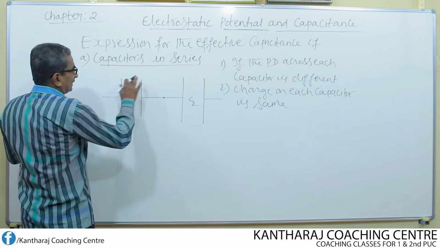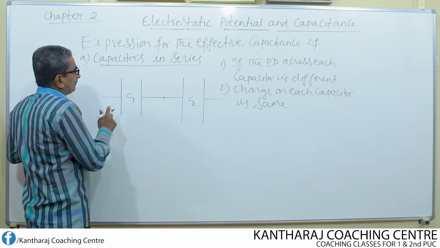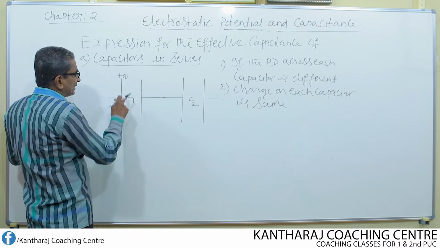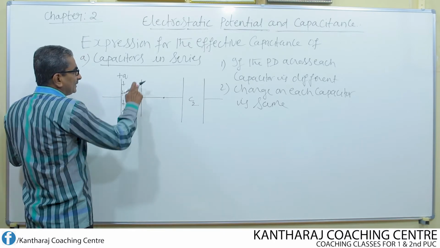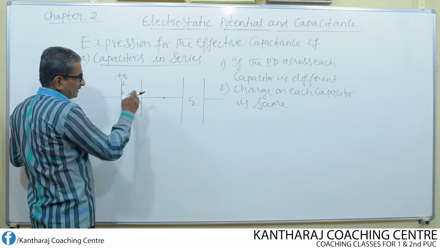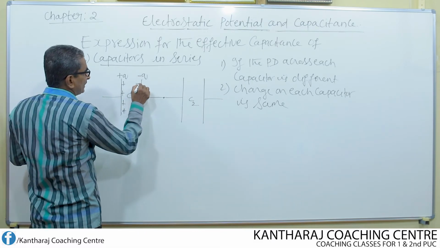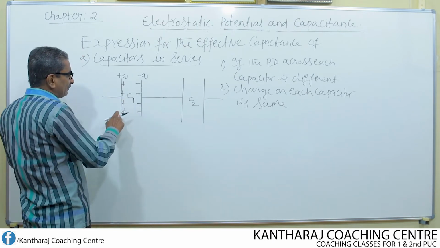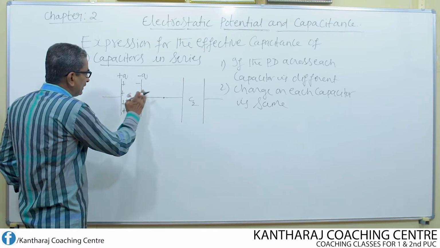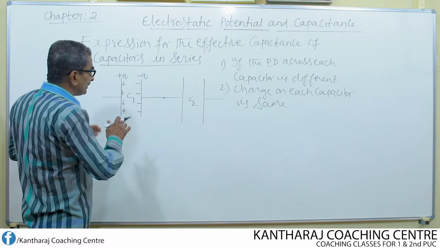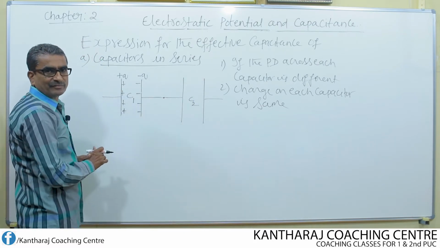Now let the first plate of the first capacitor possess a charge plus Q. That means it is charged to plus Q. Then the second plate of the first capacitor is charged to minus Q coulombs, means it is charged negatively. Magnitude of the charge on this plate is equal to the magnitude of the charge on this plate. Magnitude wise same, nature wise different. But the question is here, how do you charge all the plates of the capacitor?